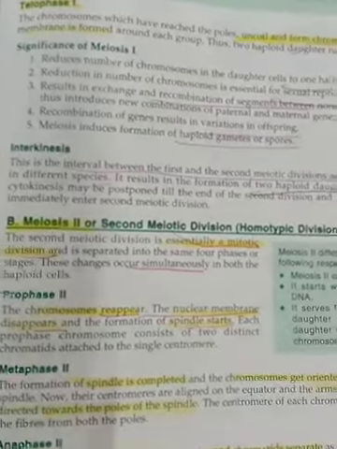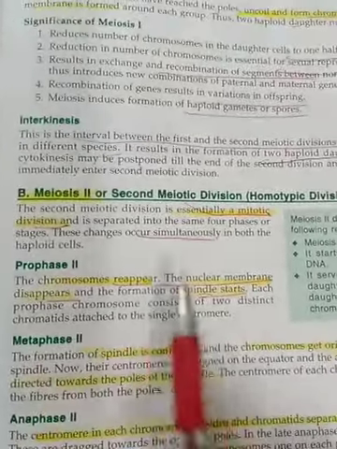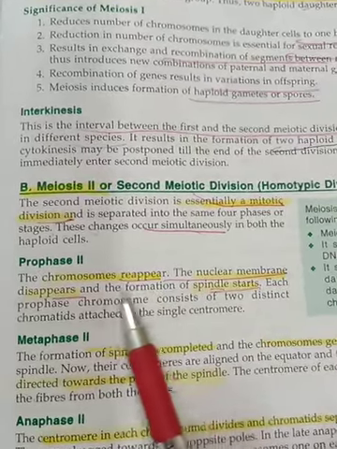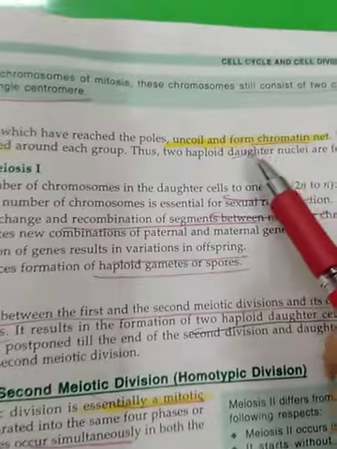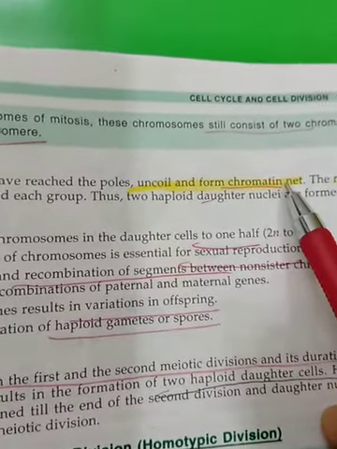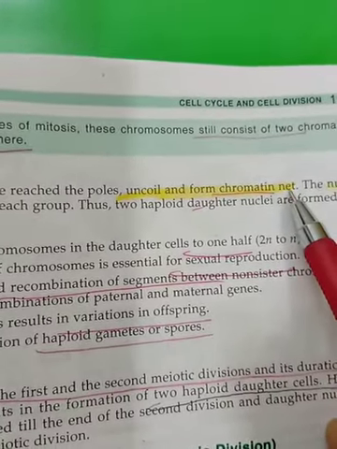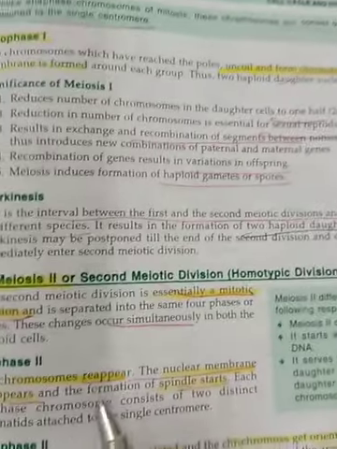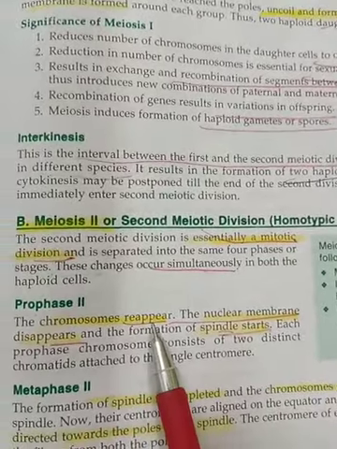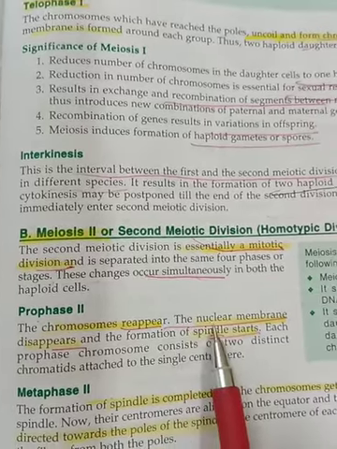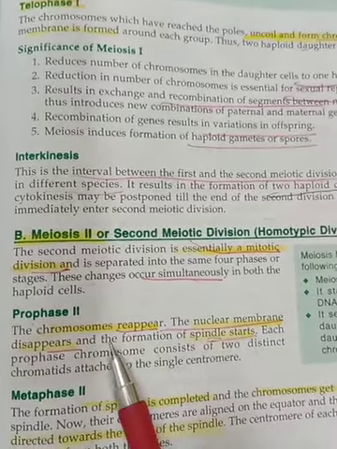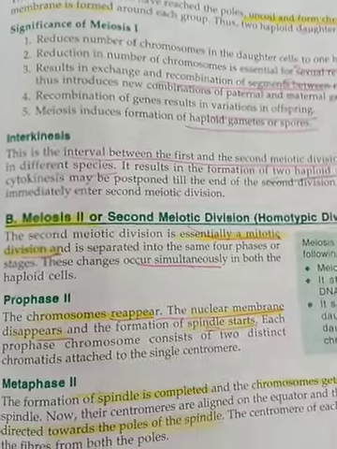Prophase 2 begins with three major changes. Number one, chromosomes reappear. As I just told you, they had uncoiled in telophase of meiosis 1 to form the thread-like chromatin structure. So the first change is that the chromosomes again become visible as thick, short and stout structures. Nuclear membrane disappears and spindle formation begins.